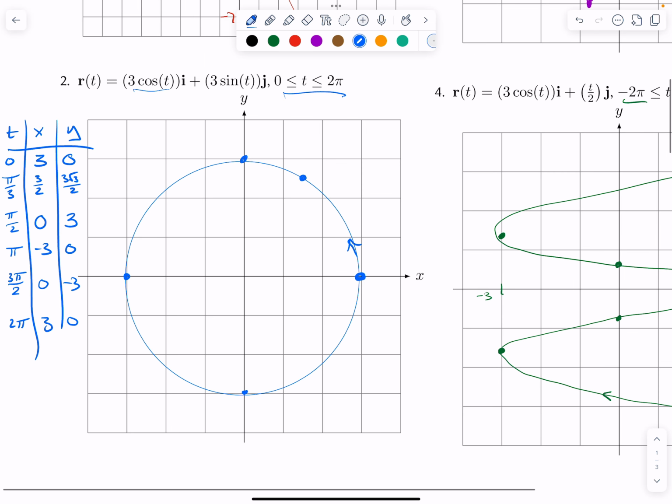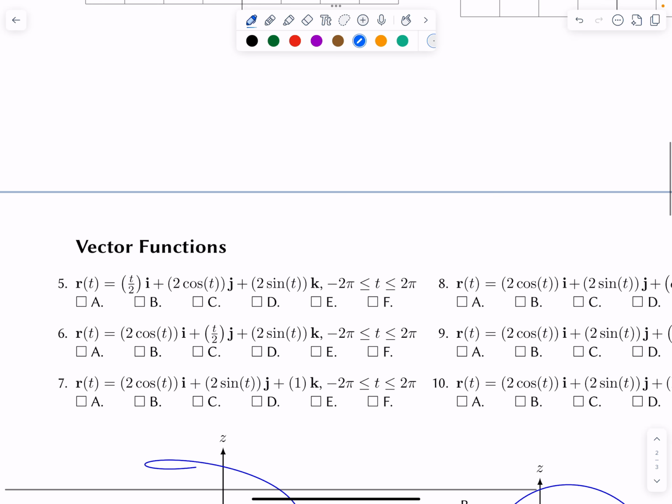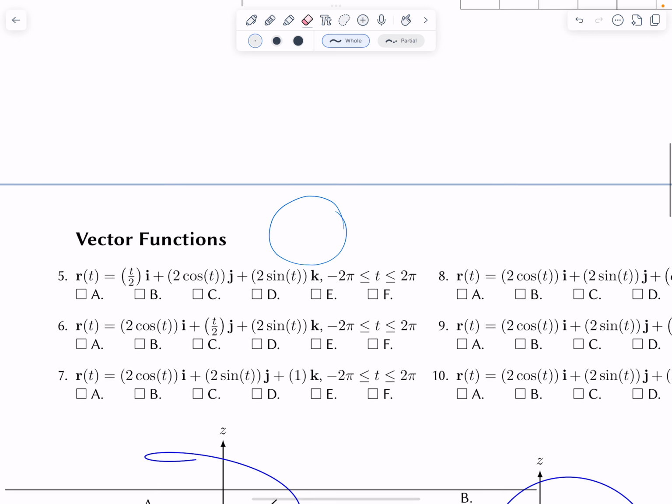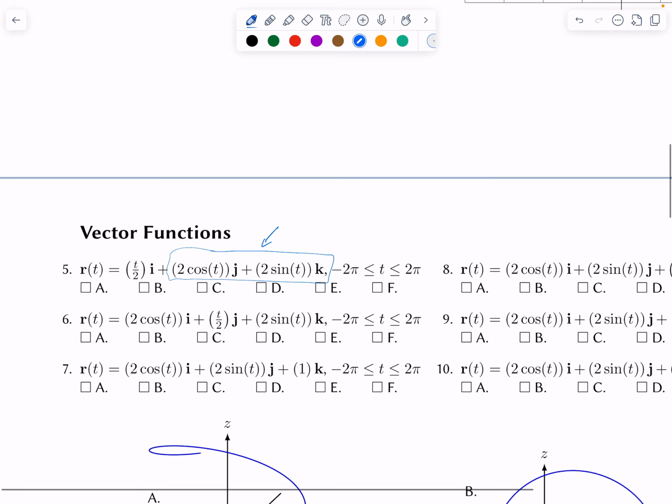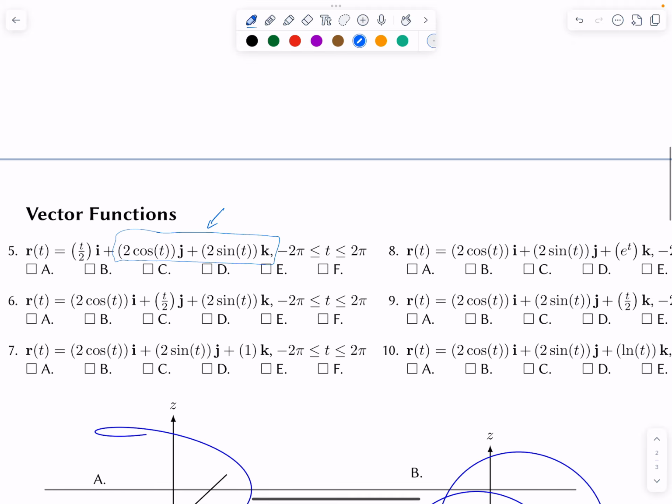This one has a cosine and a sine. So the same thing goes here. This is going to have a circular element to it, but it's not just any circle. This circle is going to be circular in the YZ plane. Notice that the J and the K, that's Y and Z. So this will be a circle in the YZ plane.